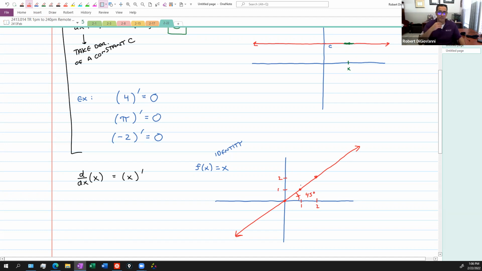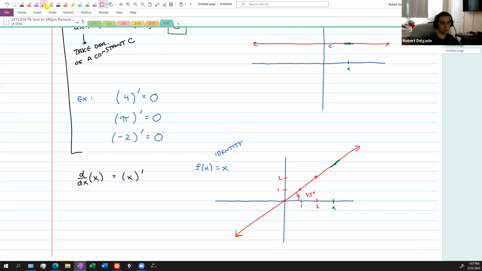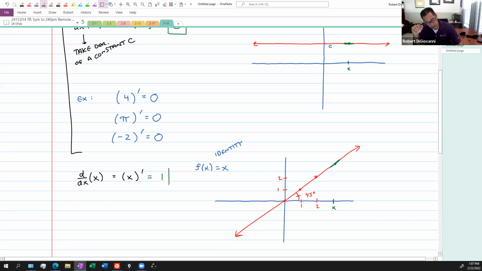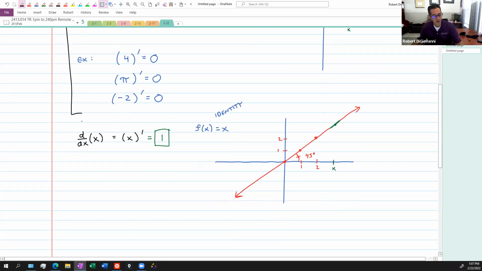That's the identity function. And so again, if you go to any point on this function and you look at the slope of the tangent line, it should be parallel to that line. And what is the slope of this line? What's the rise over run? 1, okay? So the derivative of x should be 1 always. Does that make sense visually? Okay, those are the first two shortcuts. The derivative of a constant is 0. The derivative of x is 1.